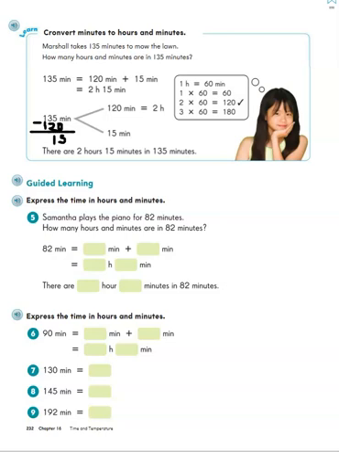Okay, so number 5, Samantha plays the piano for 82 minutes. How many hours and minutes are in 82 minutes? So we're going to look at our chart. We have 82 minutes, right? So we know we can only go to 60. If we go to 2 hours, that's 120 minutes, and that's too long. So we know we've got 60 minutes right away, which is an hour, right? So now we just need to go, okay, what's 82 minus 60? That'll tell us how many leftover minutes there are.